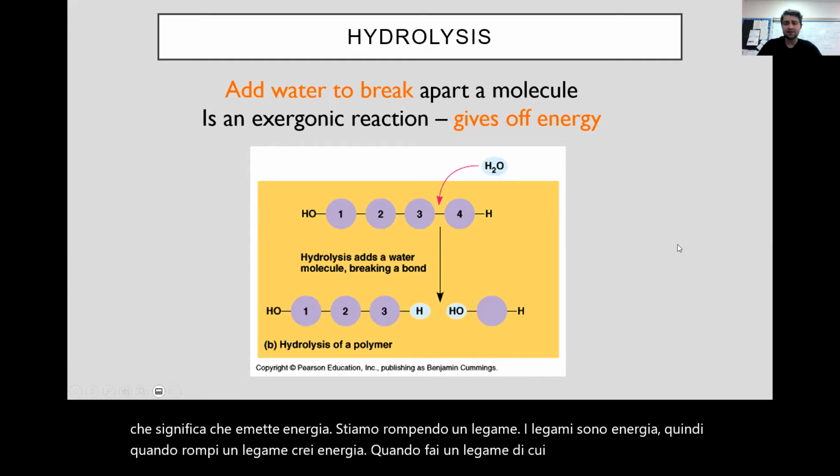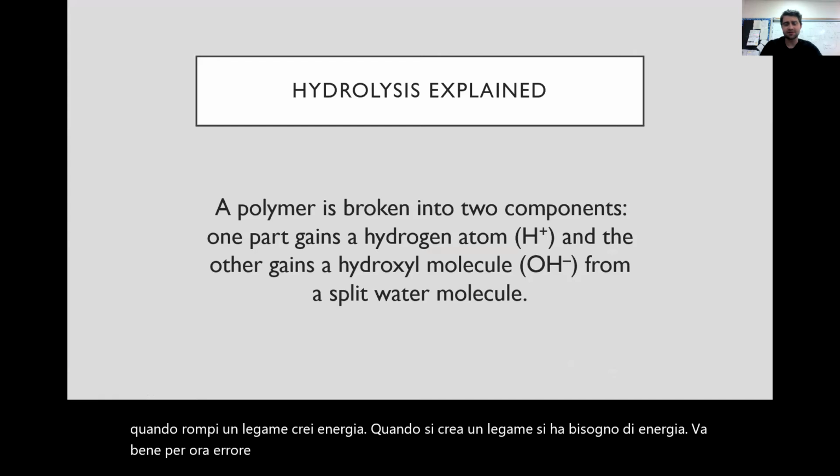All right, if I'm not mistaken, that is it. We have hydrolysis explained. You can go through this one on your own. A polymer is broken into two components. One part gains a hydrogen atom. The other gains a hydroxyl group from a split water molecule.